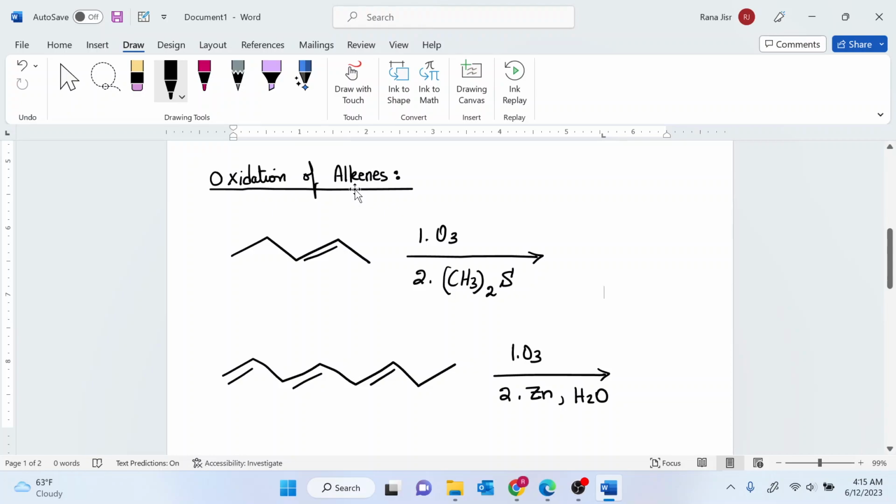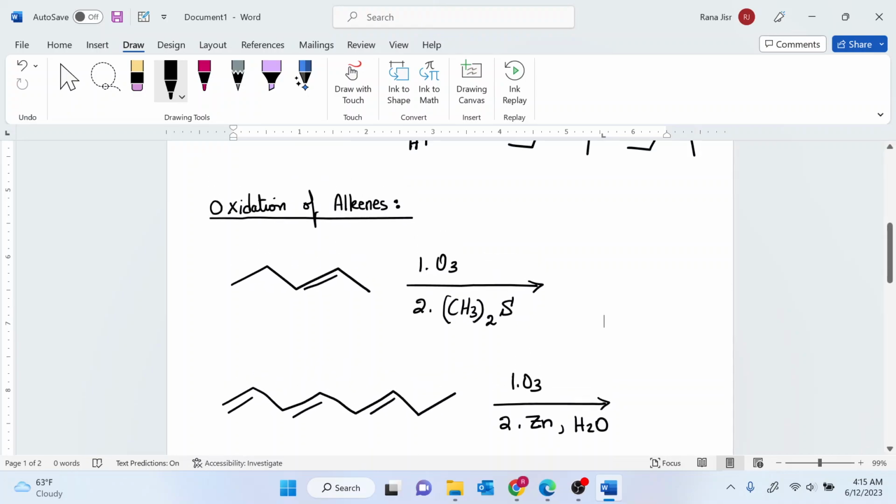Oxidation of alkenes happens in the presence of an oxidizing agent. The oxidizing agents are ozone and KMnO4. However, you have two types of oxidizing agents: a strong oxidizing agent and a mild oxidizing agent. The mild oxidizing agent will form aldehydes and ketones. So you're going to end up getting aldehydes and ketones. This is with the mild oxidizing agent.